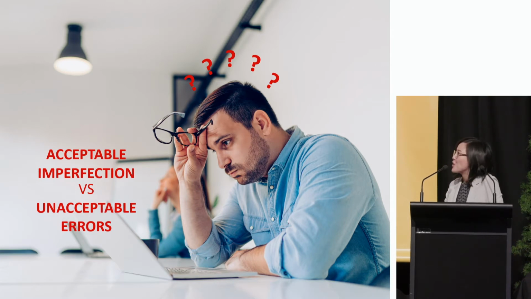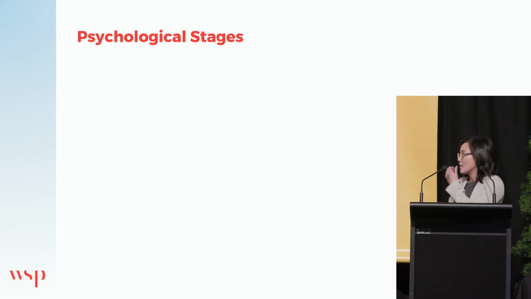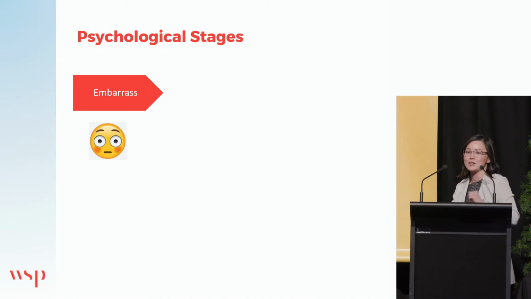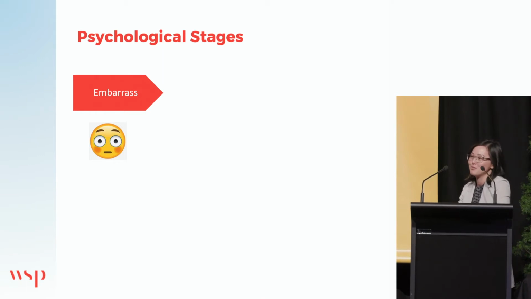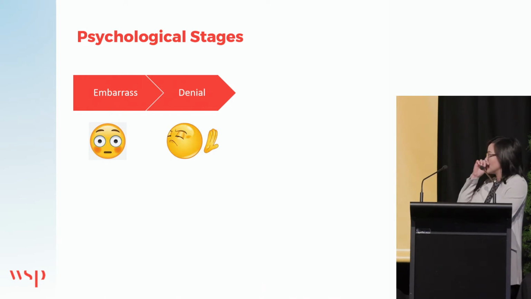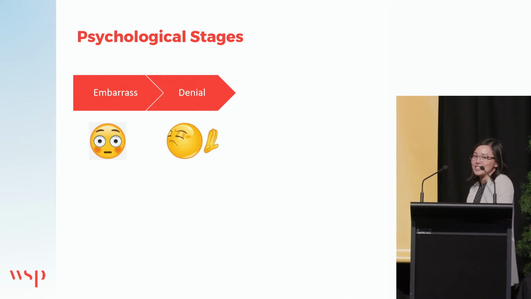And what to do if we still do make mistakes? There are four psychological stages in humans when we make mistakes. The first one for sure is that we feel embarrassed. I'll be honest here, we all feel embarrassed when we do make mistakes. And the second stage is denial. At this stage, there is a lot of conversation in your head.